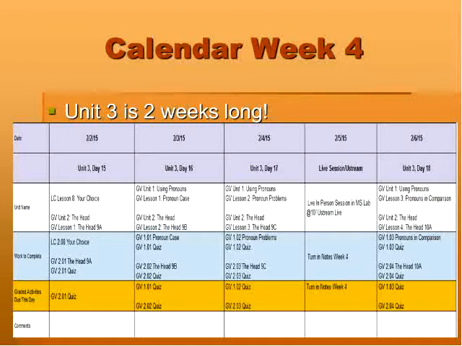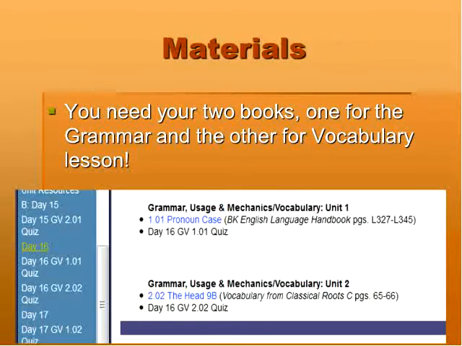So where do you get the materials? I made it easier for you. If you click on Unit 3, day 16, it gives you for Unit 1 where to get your materials, the BK English Language Handbook. It gives you the page numbers. And then vocabulary for classical roots, it gives you the page numbers for that as well. Make sure you follow that so you know exactly where you're getting your information from. Any questions about the quizzes so far that you've taken online?